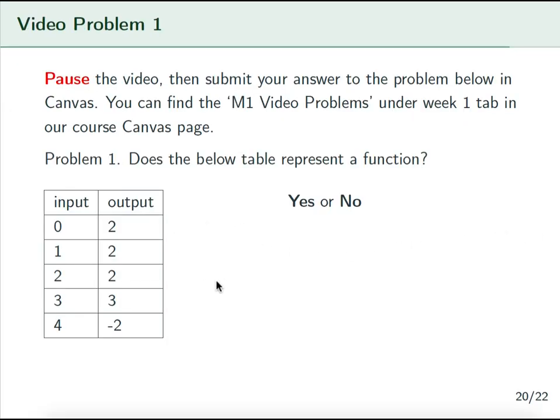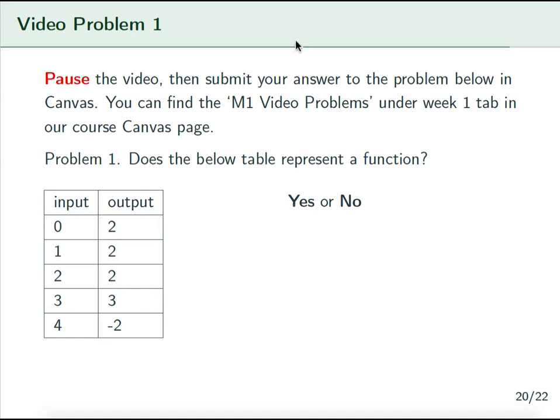Try this problem on your own. So pause the video, then submit your answer to the problem below in Canvas. You can find Module 1 video problems under the Week 1 tab on our course Canvas page. So problem 1: does the below table represent a function? So this table. This is a yes or no question.